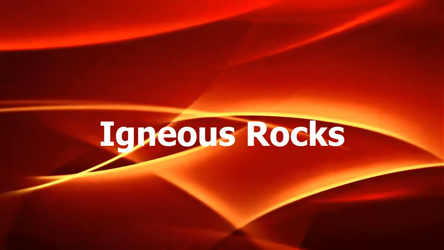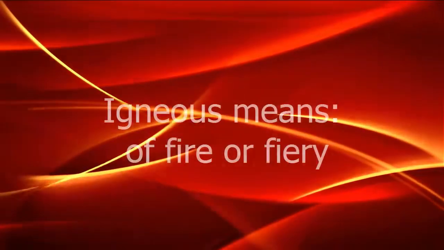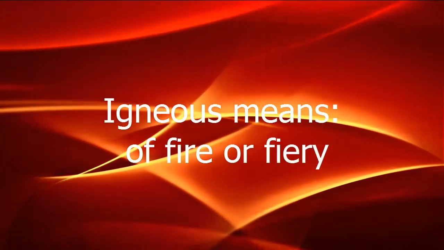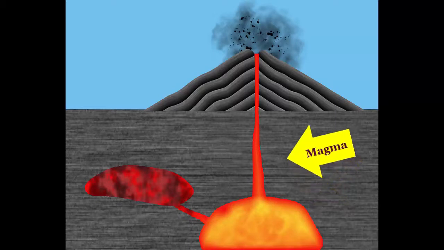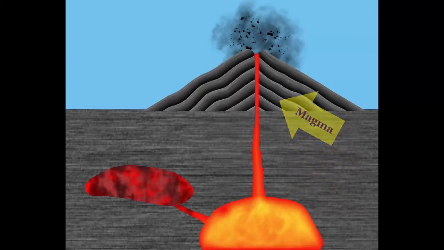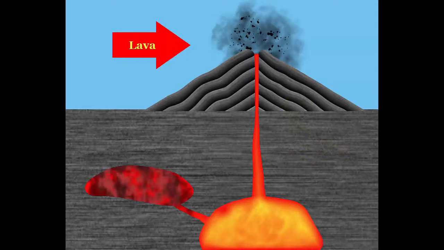Let's begin with igneous rocks. Igneous means of fire or fiery. Igneous rocks are formed by solidification of molten magma. Magma can be found deep within volcanoes, and when it makes its way out, magma is then called lava. Eventually, the lava and magma cools and solidifies, and they become igneous rocks.